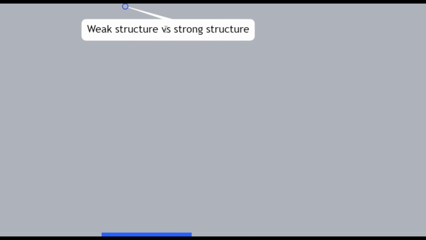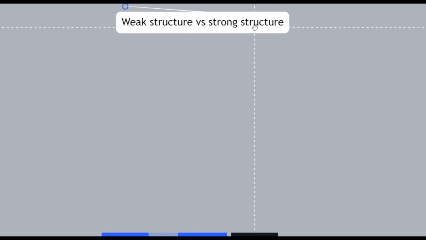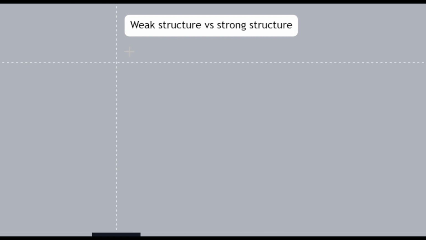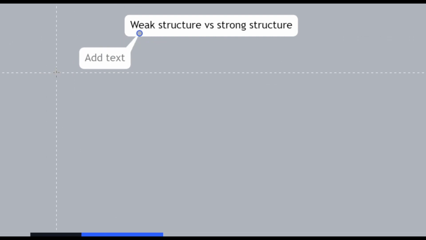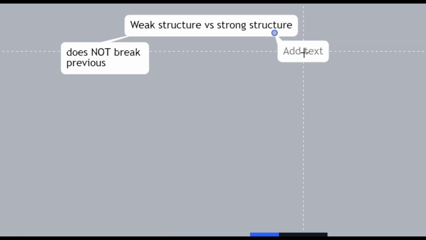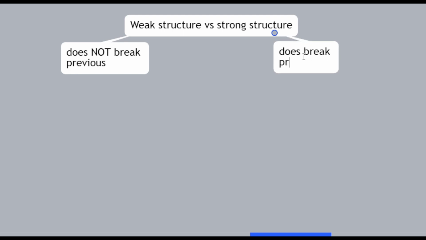In the markets, every single structural high and structural low can be broken down into weak structures and strong structures. So what is the difference between a weak structure and a strong structure? Let's quickly define them. A weak structure does not break previous structure. And a strong structure does break previous structure. So what do we mean by this?